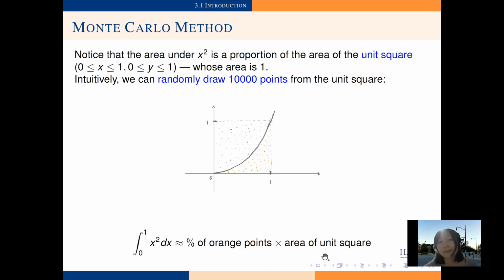You can also notice that this method is random in its nature. Because every time we randomly draw 10,000 points, the points that are drawn are going to be random, and the resulting proportion of orange points is going to fluctuate as well.